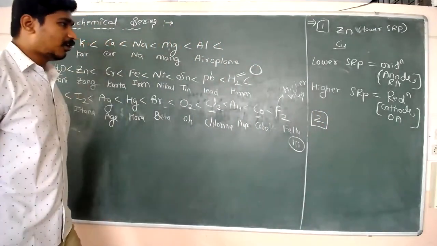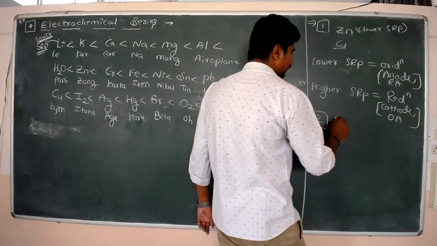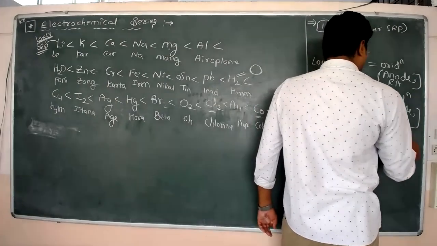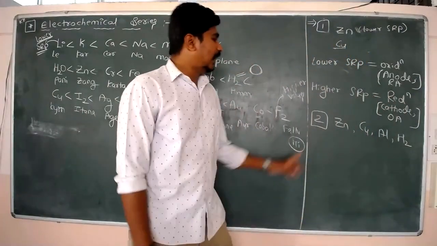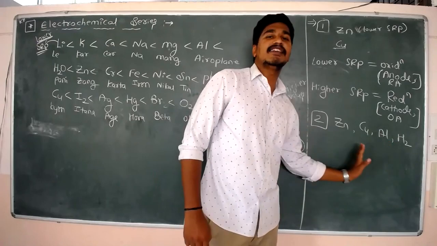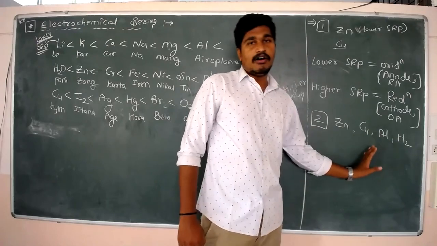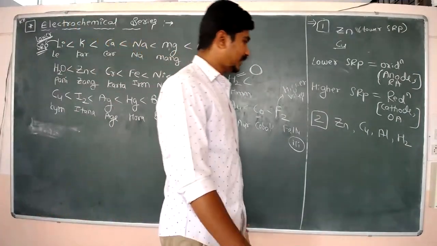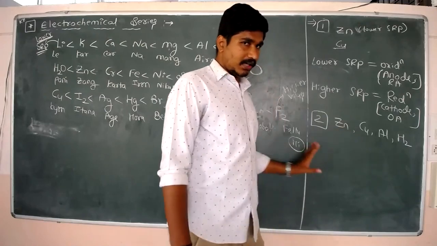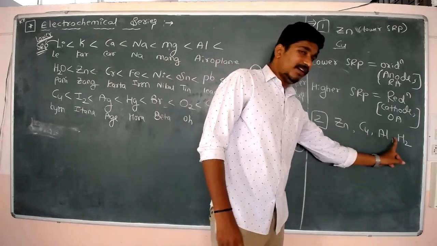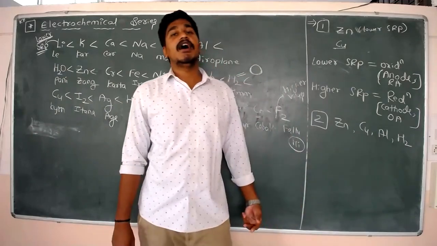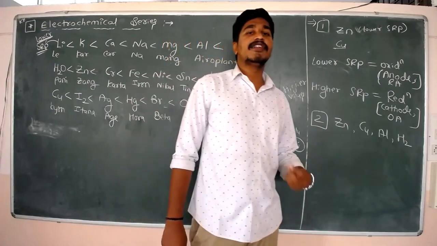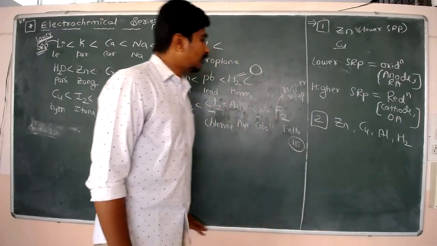For example, he is giving four options: zinc, copper, aluminum, and hydrogen, and he's asking to arrange these elements in increasing order of their oxidizing power. Right? Or decreasing order of their reducing power. Now, how to solve this one?